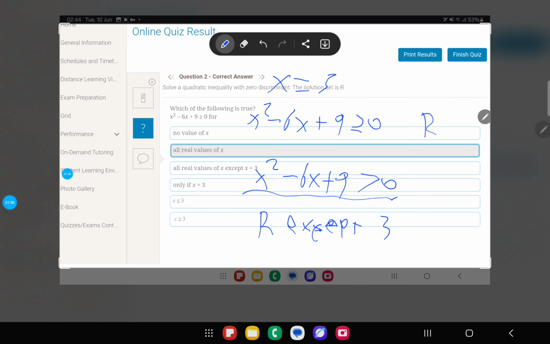Okay? So what's the difference here? The equal is basically saying it's either equal to 0 or greater. Alright? So that equal makes the 3 a part of it. So that's why it's all real numbers. But since here it's only greater than, that means it's all real numbers except 3. Because there's no equal. It has to be equal to 0 for it to be 3, right? So that's it.